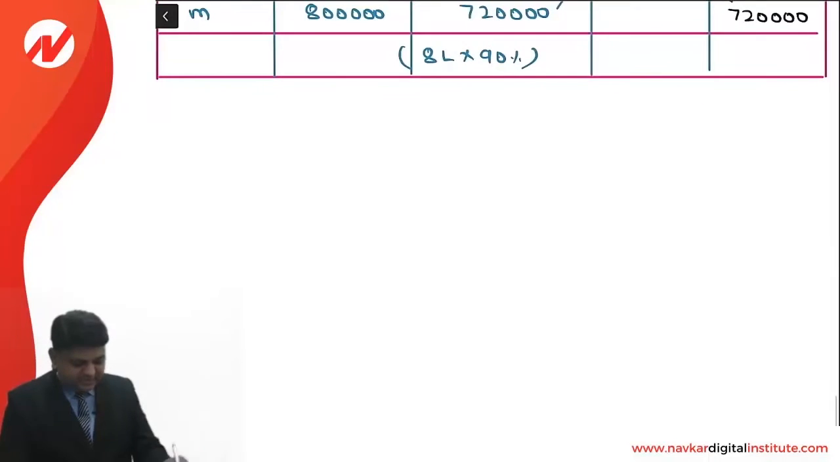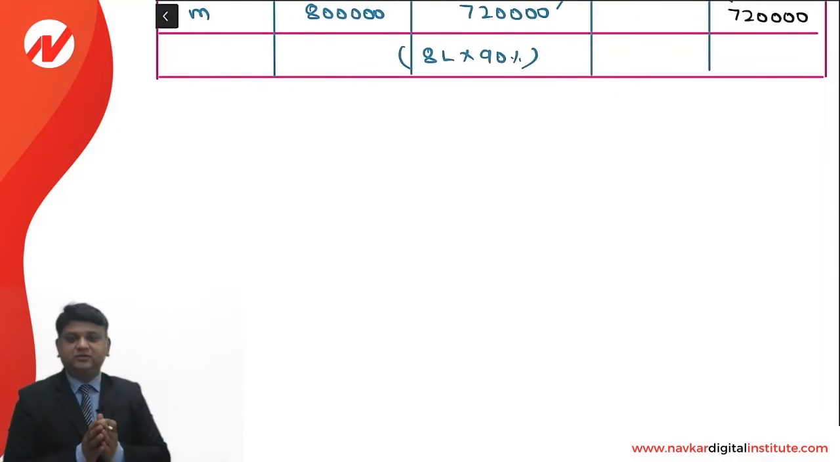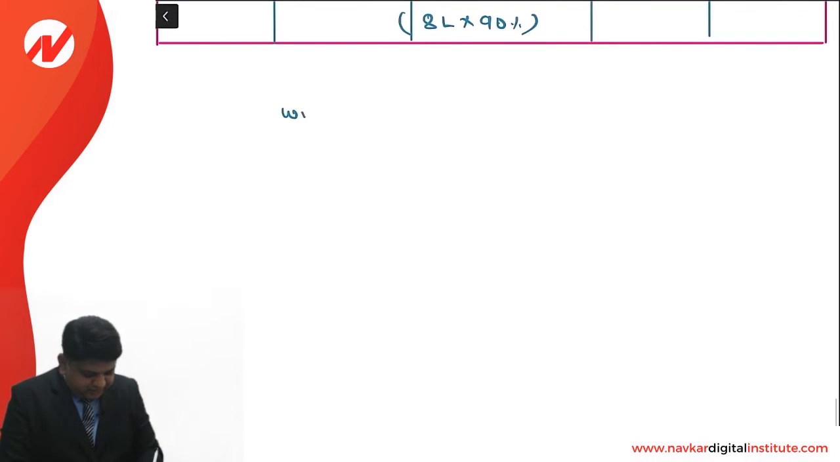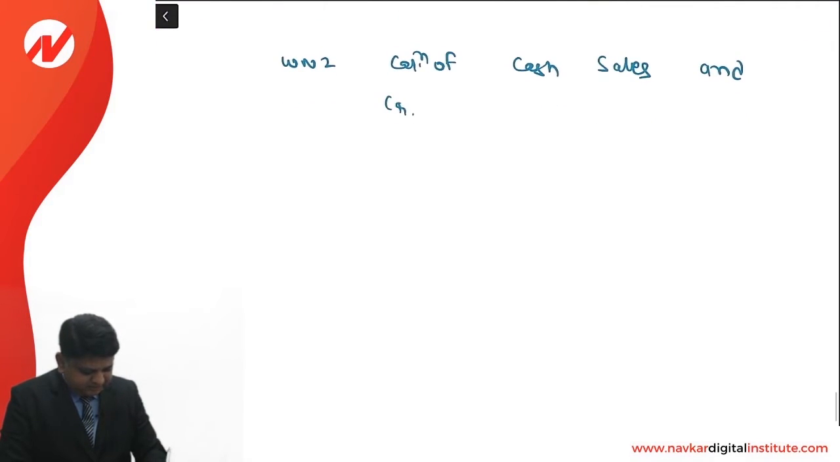Now next I am preparing a working note, calculation of the amount of the cash sales and credit sales. Because we have been provided that the total sales is split into two parts. One is the cash and another is credit. So working note number 2. Calculation of cash sales and credit sales.